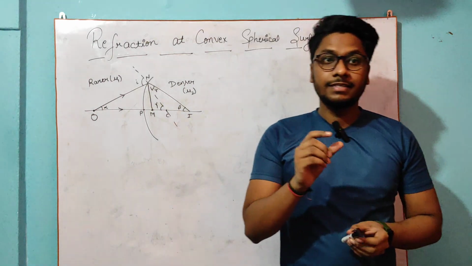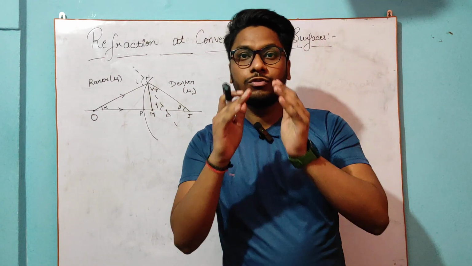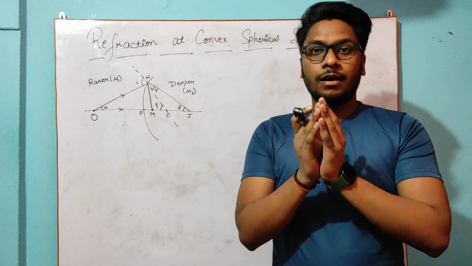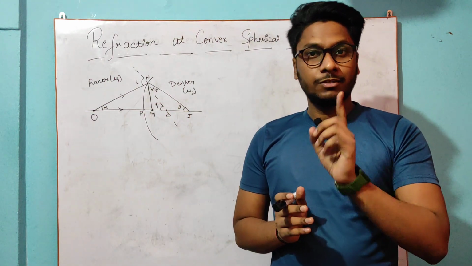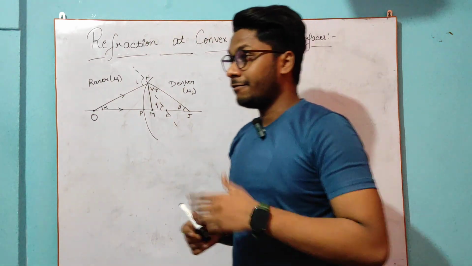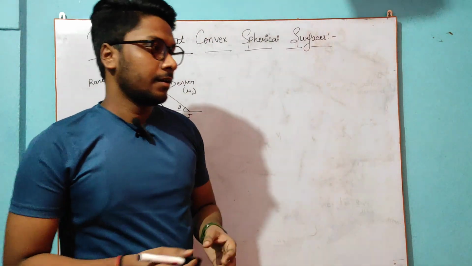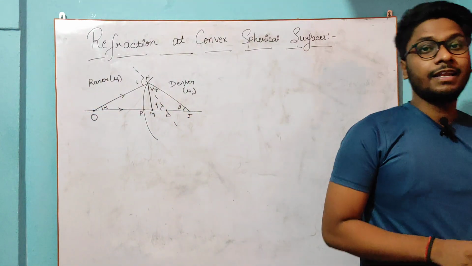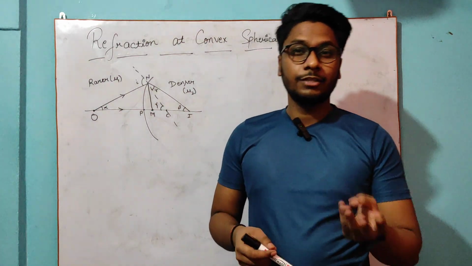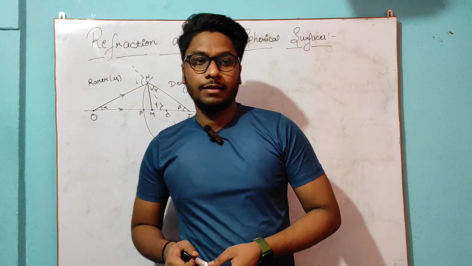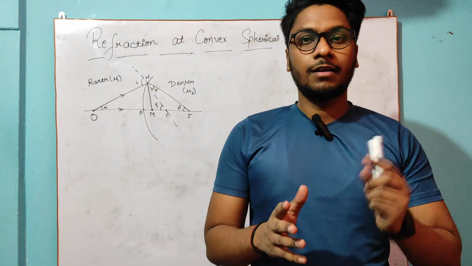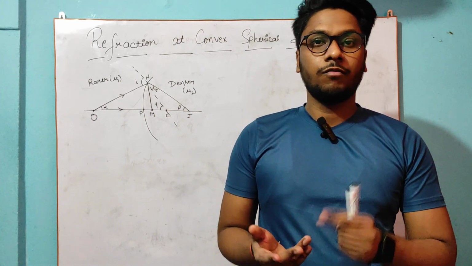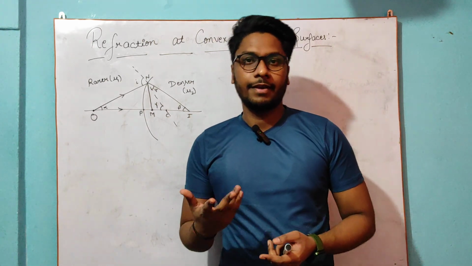A spherical lens is bounded by two refracting surfaces, out of which one surface must be a curved surface. And we know spherical lenses are widely used in our daily life, like in spectacles, telescopes, microscopes, all these things. Now, spherical lenses are of two types. As you know, one is the convex lens, another is the concave lens.